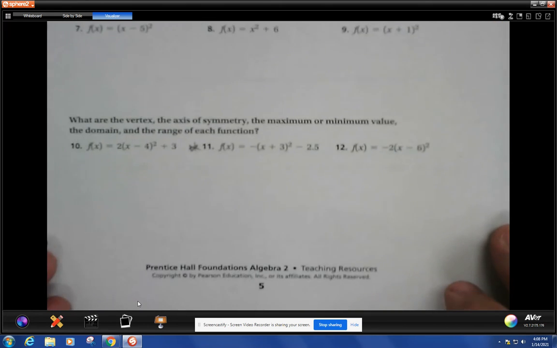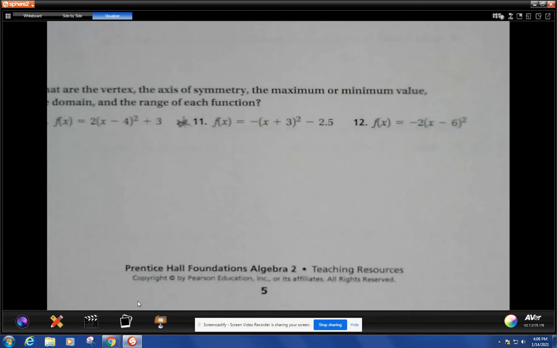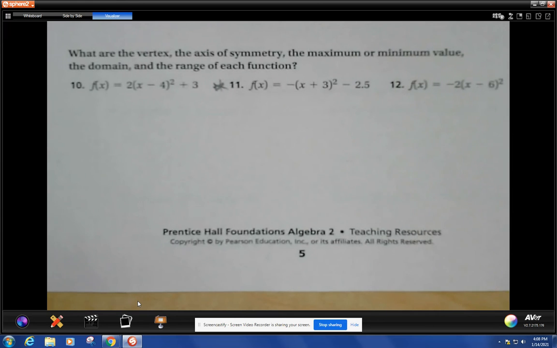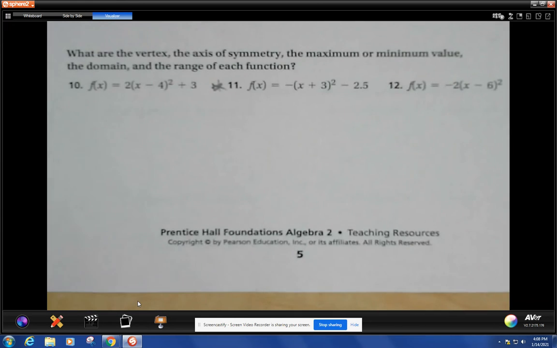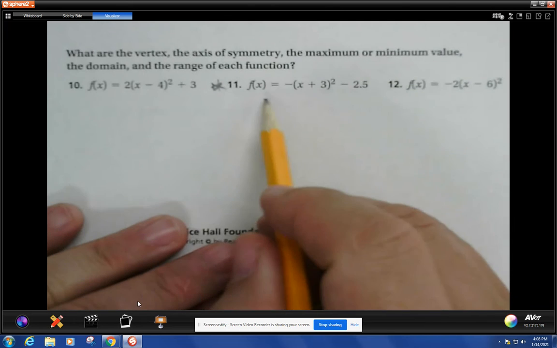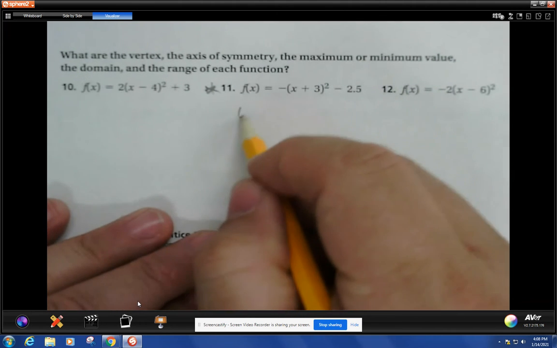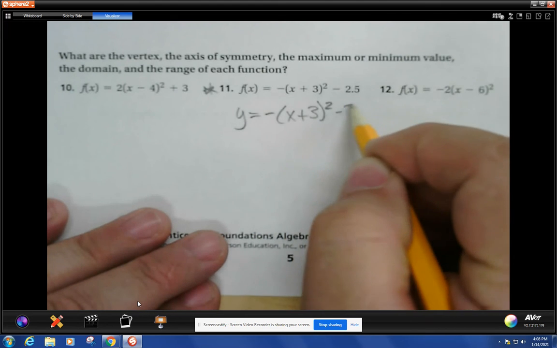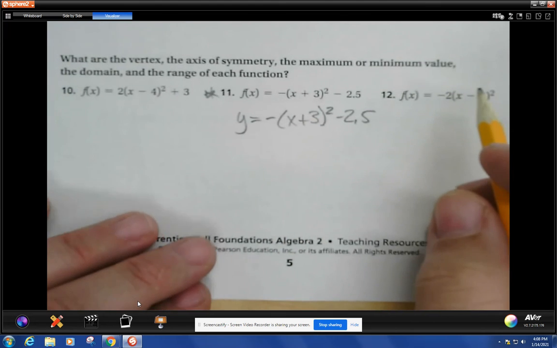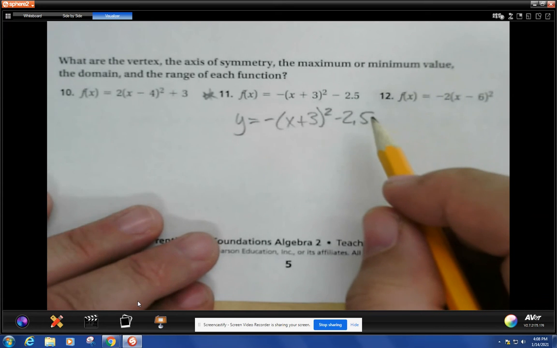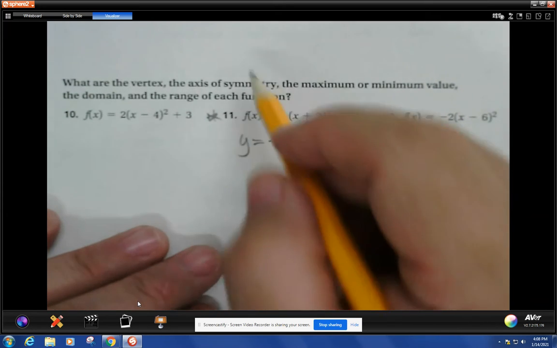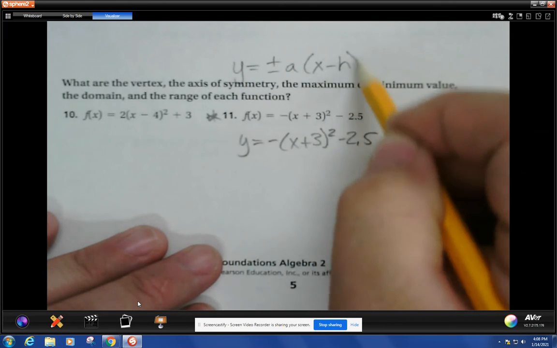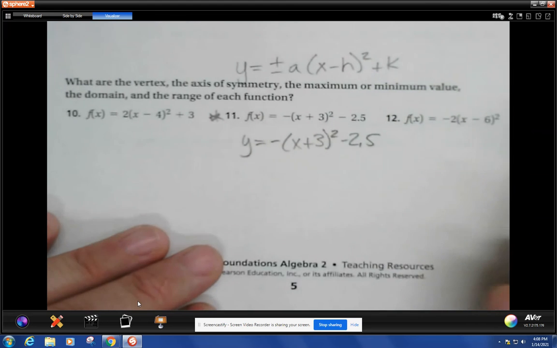So let's look at number 11 here. Number 11 says, what are the vertex, axis of symmetry, maximum or minimum value, domain, and range of each function? Okay, so let's look at this particular one here. And again, we can rewrite this as y equals negative (x plus 3) squared minus 2.5. Now, I'm going to go ahead and write out our form so that we've got that on hand. Y equals plus or minus a (x minus h) squared plus k, okay?